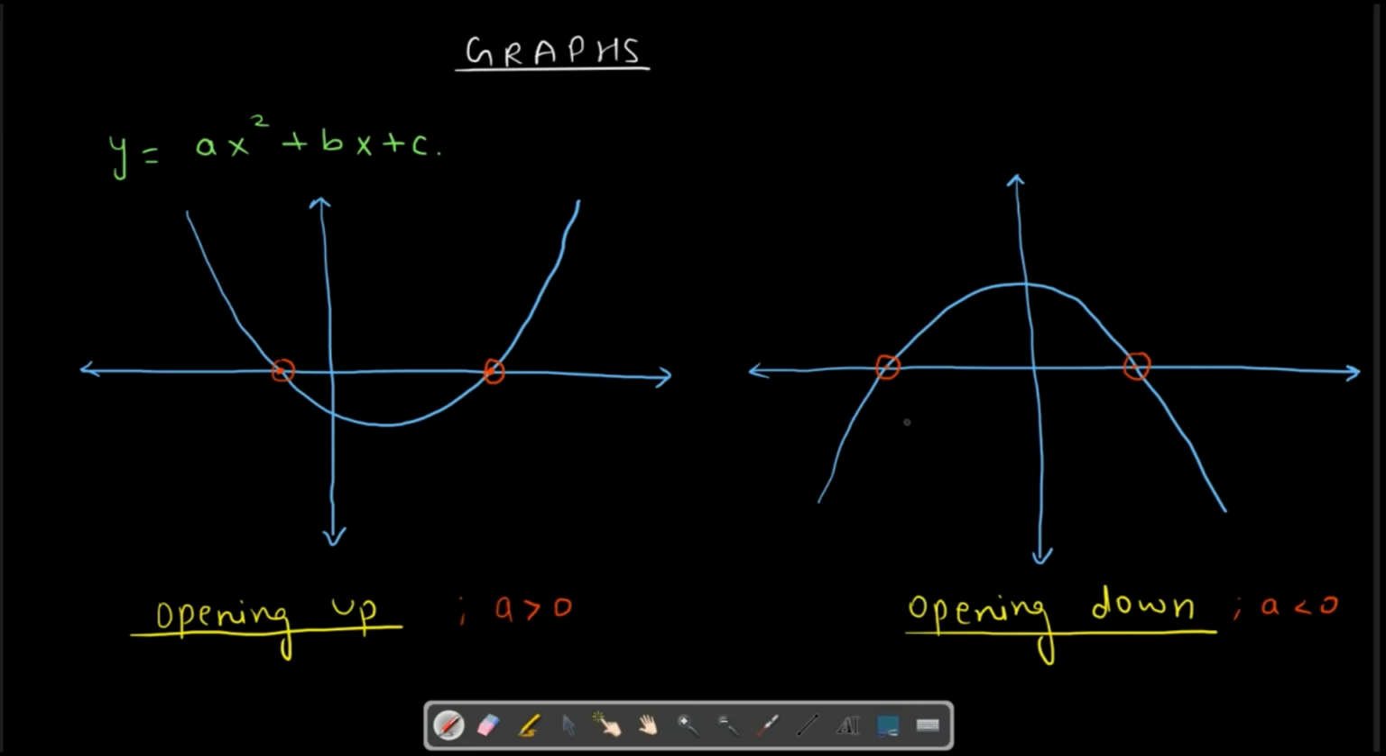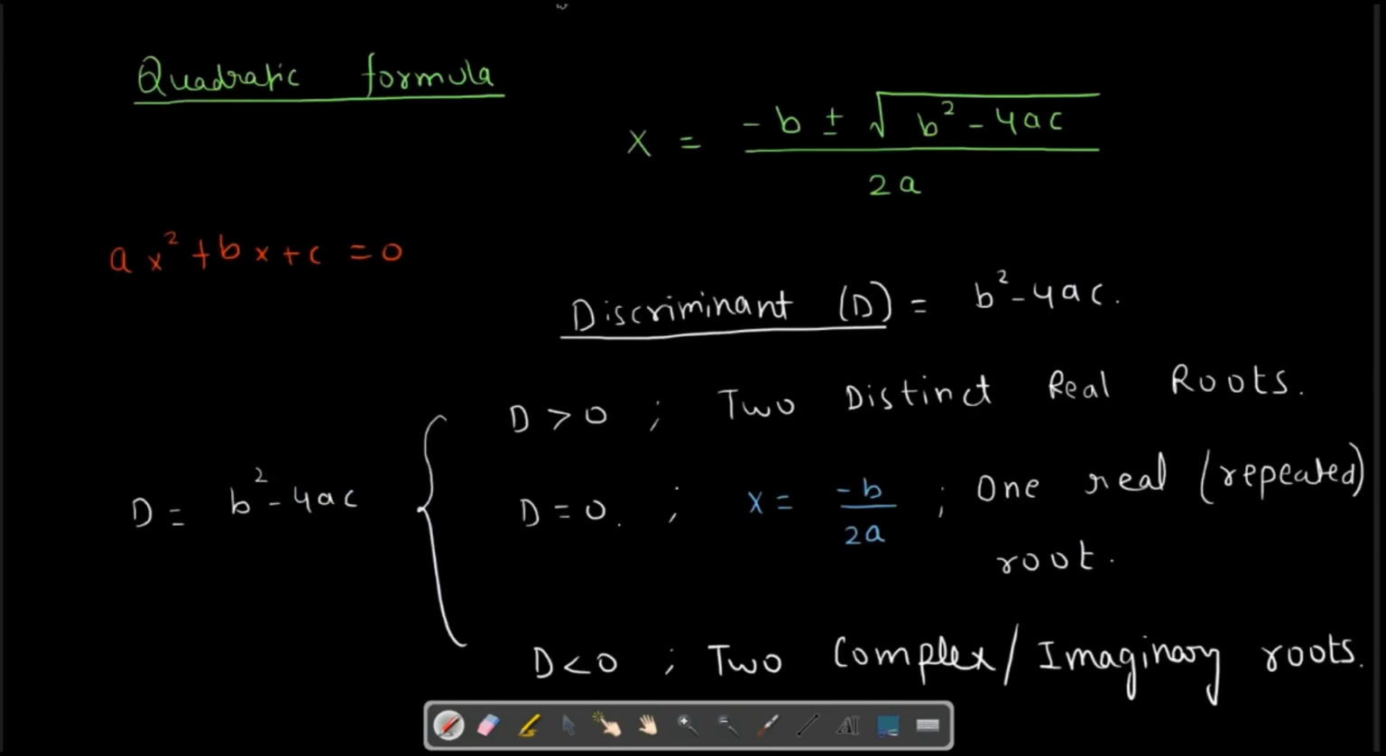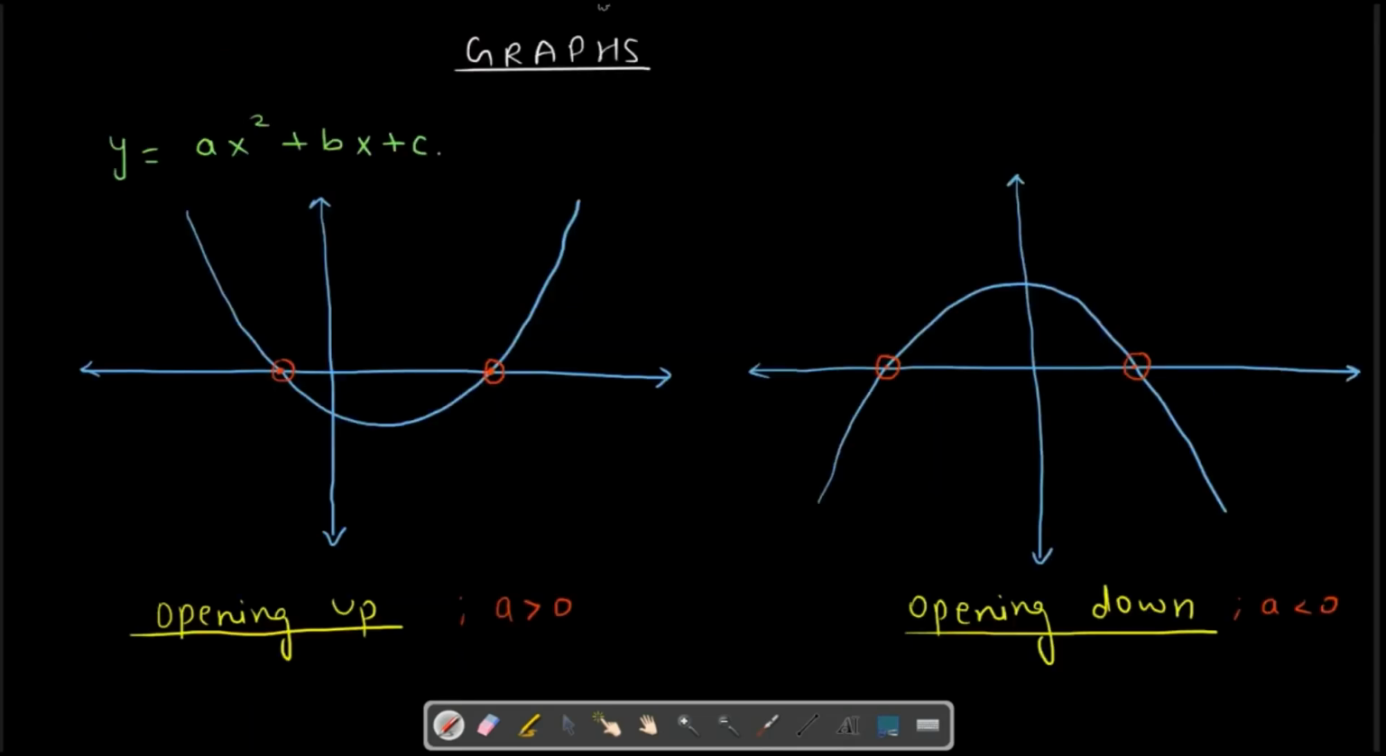So we can relate, and definitely we know that the number of solutions or the nature of the roots depends on the value of d, which is the discriminant. We just talked about this, that if the value of d is positive, it has two distinct real roots. If d is 0, it has one real root, which is repeated. And if d is negative, it has two complex or imaginary roots. So let's relate the graphs along with the sign of a to see how many graphs are possible for a quadratic equation.